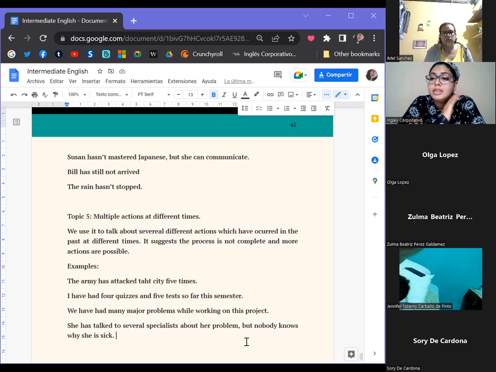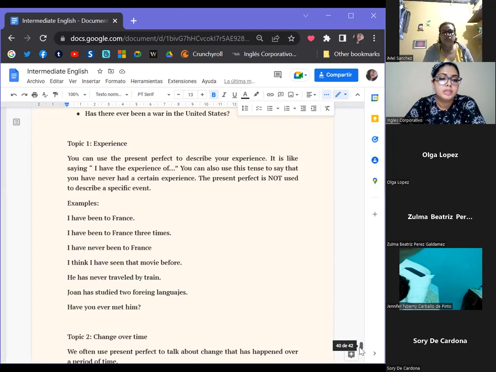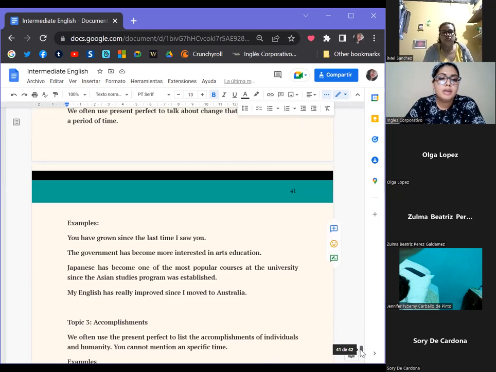So, tenemos 5 temas en los que nosotros vamos a trabajar con este tiempo. Tenemos el primero, que es acerca de la experiencia. El segundo, de los changes, los cambios a través del tiempo. El tercero, que tiene que ver, ¿verdad? We have here, number 1, experience. Number 2, change over time. Number 3, there are accomplishments, que son los logros que tienen las personas.